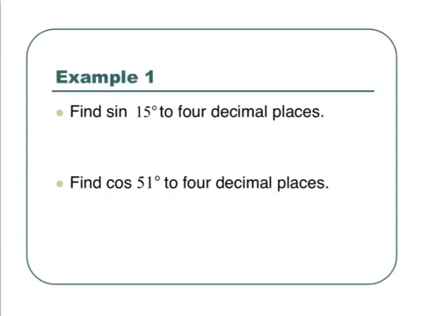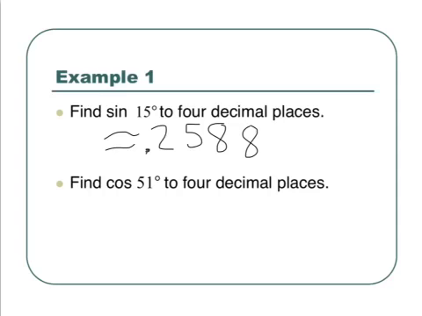So we're going to plug these into our calculator. For this first one, it says find the sine of 15 degrees to 4 decimal places. We hit sine 15, hit enter, and we get 0.2588. Make sure we're rounding correctly. In this case it was 8.1, so it stays an 8.